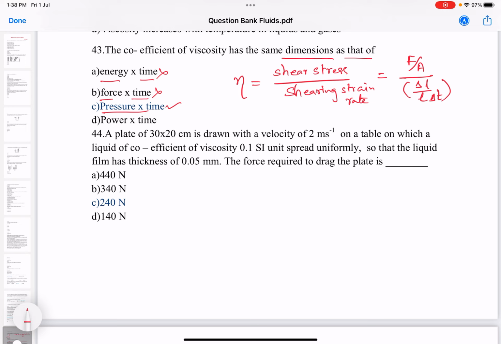Shear strain is delta L by L, and strain rate is delta L by L into delta T. So force per unit area has units of pascals, divided by units of delta L, which are meters, divided by units of L, meters, and units of time, which is seconds. So the meters cancel, and 1 by s comes to the numerator, so eta is equal to pascals into seconds. Pascals are the units of pressure, so the coefficient of viscosity has units of pressure into time. Pascal second is called 1 poise.